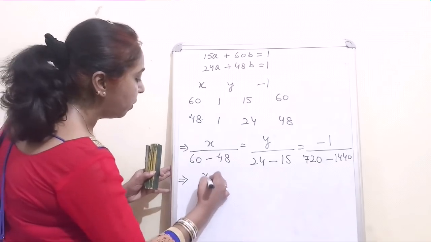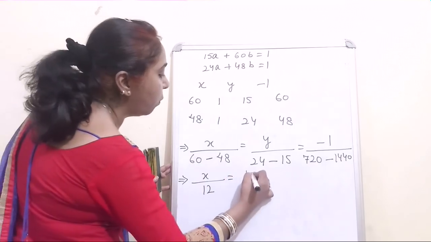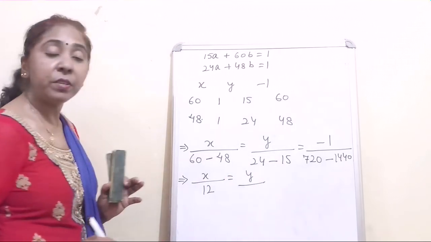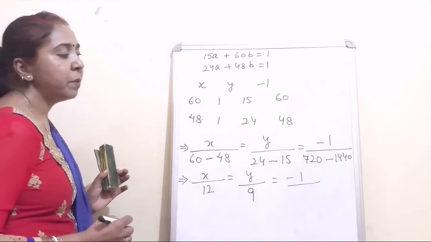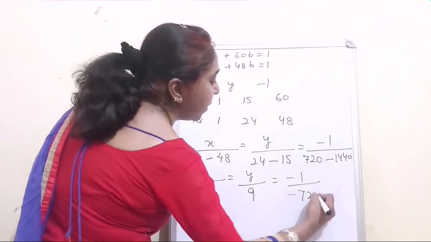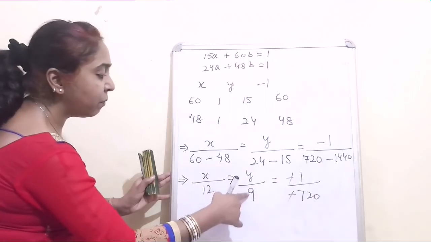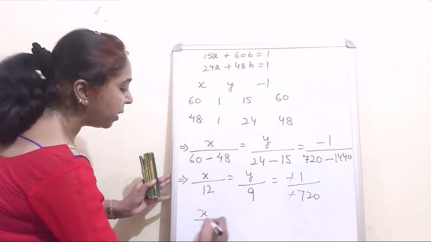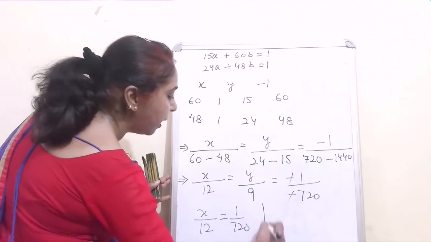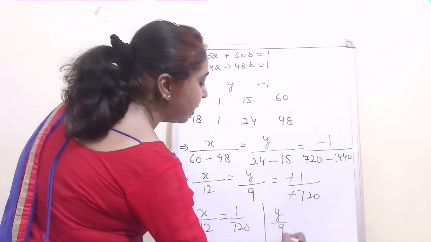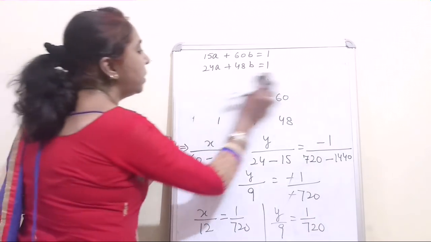Just solve it further. 60 minus 48 is 12. Y upon 24 minus 15, 9. Very good. And this will be -1 upon 720 minus 1440. This minus sign will cancel out, and because you have to find out the value of x and y, first of all I'll take x by 12 equals to 1 by 720 and y by 9 equals to 1 by 720. So solve it.